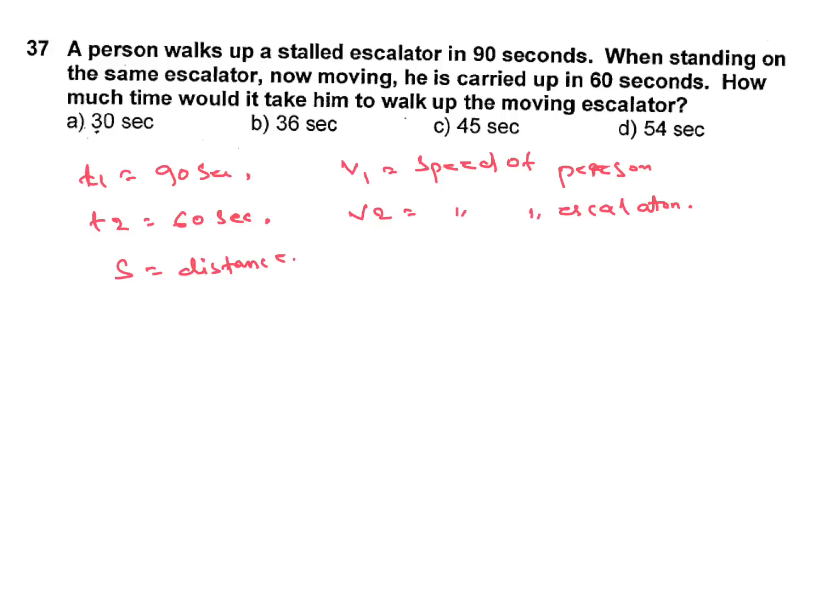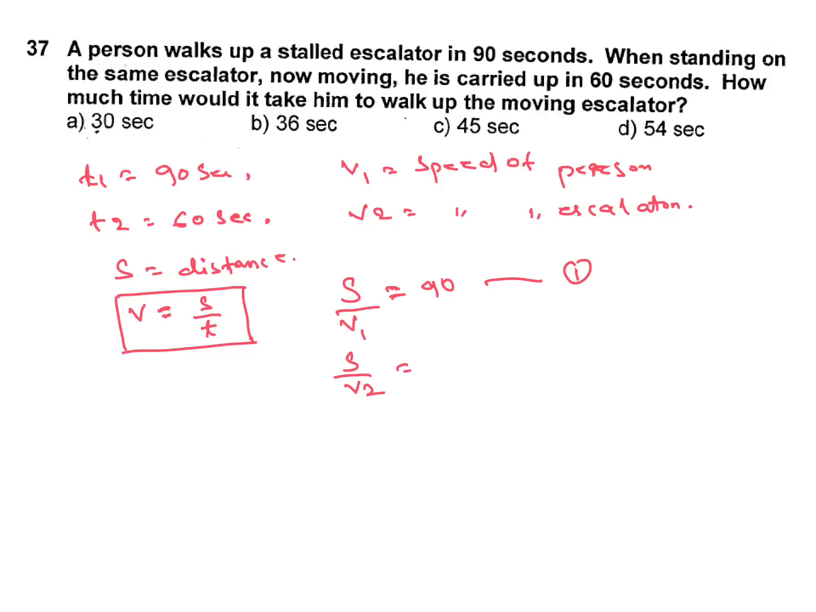Distance is fixed here. So we know speed is distance by time. This we will use here. For case 1, distance is the same: S by V1, speed of person, is 90 seconds. Case 2, S by V2 is 60 seconds. And in T3 he asked, in the moving escalator how much time will it take. Distance is the same, V1 plus V2, both will add. It's relative velocity. So from 1 and 2 we'll get V1 and V2.